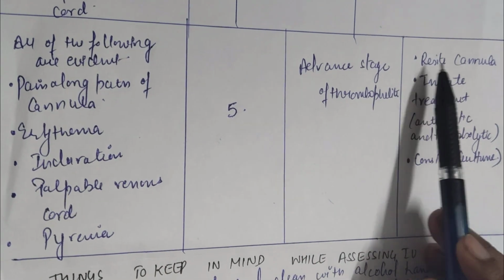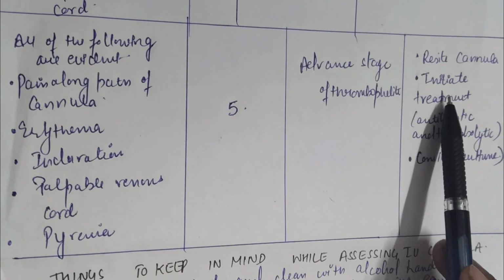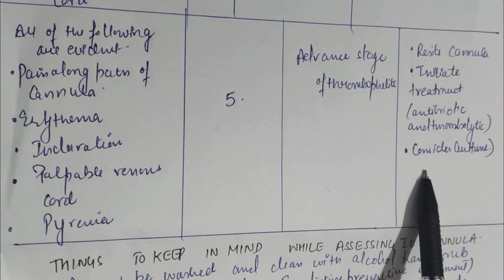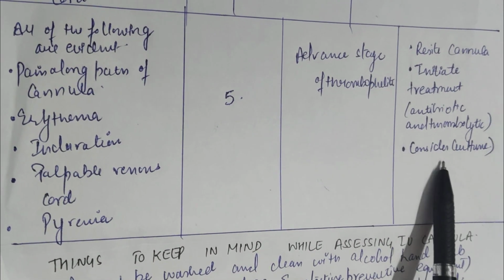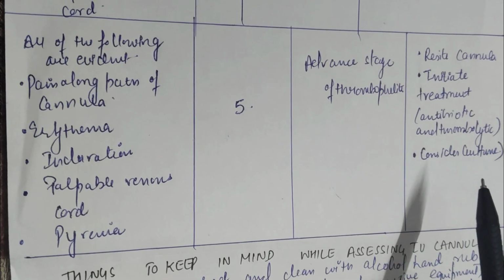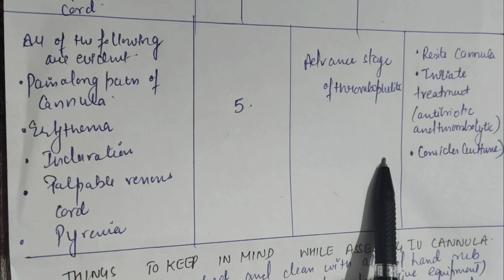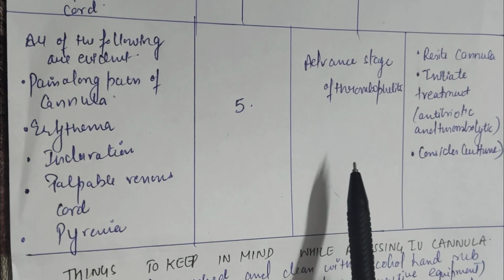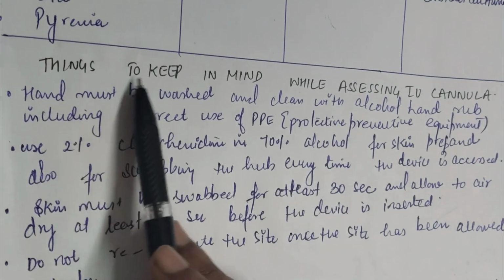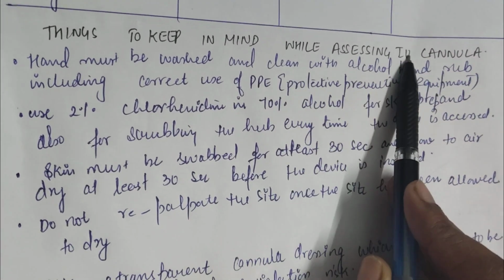And the action is to resite the cannula, and then initiate treatment, like we can start antibiotics and also take cultures. Okay, so these are the stages which are mainly seen in the VIP score. With the help of the VIP score we can assess these stages. Next is things to keep in mind while assessing the IV cannula.